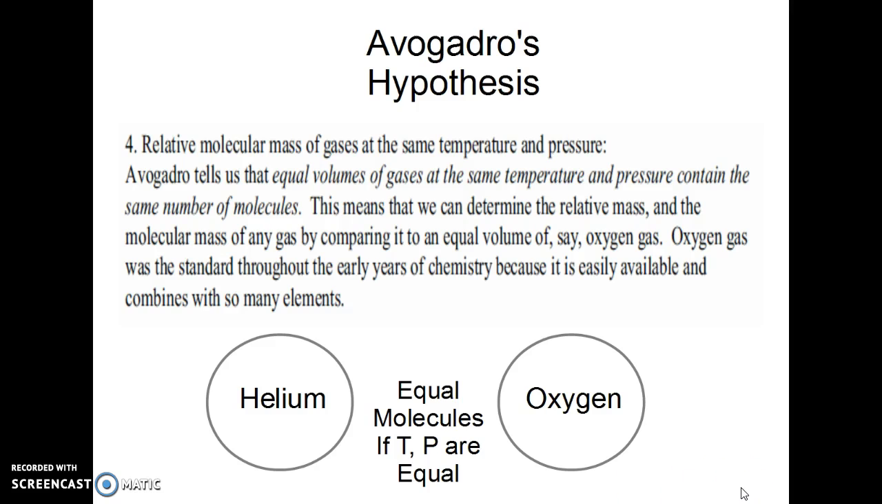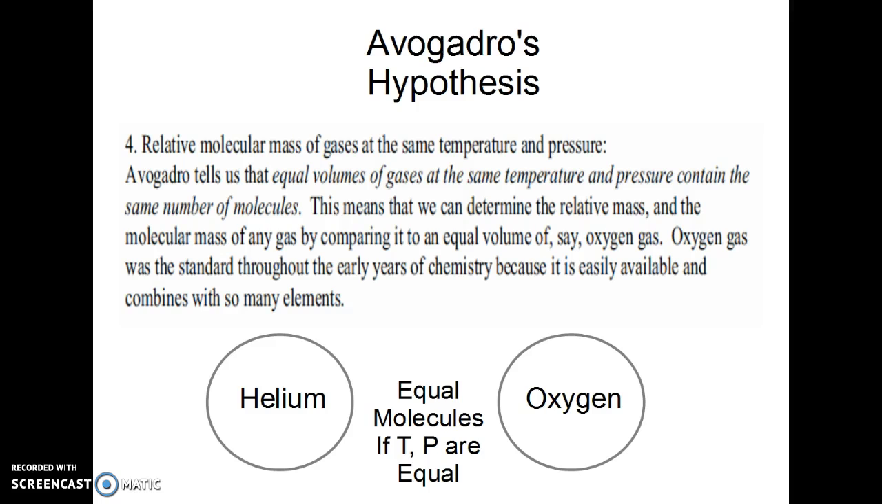Avogadro's hypothesis tells us about the relative molecular mass of gases at the same temperature and pressure. He tells us that equal volumes of gases at the same temperature and pressure contain the same number of molecules. So we can determine the relative mass and the molecular mass of a gas if we compare it to an equal volume of oxygen gas.